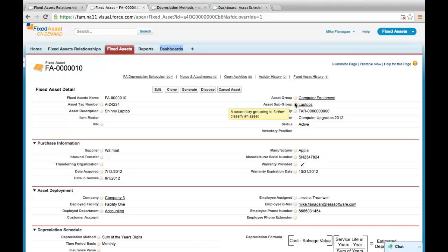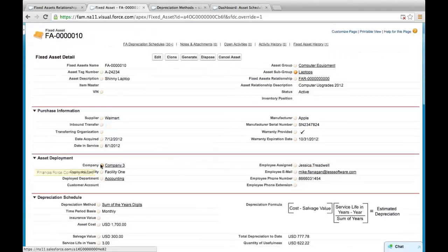Where is this asset deployed? And is it in a specific facility or department? Who's the accountable person assigned to this asset? So we could call them up and say, hey, where is your laptop today? Do you have it? Let's do those kind of pulse checks with them.